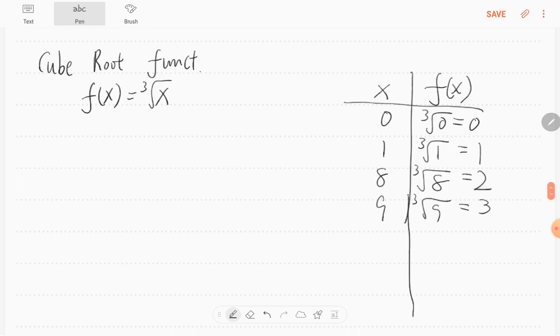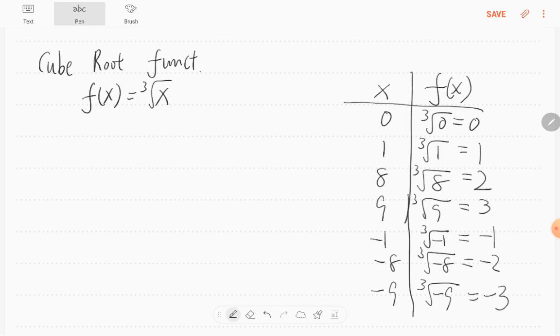So how about the negative numbers? Yes, here we have no requirement for x because it's a cube root. So x could be any real number, so let's take negative 1. The cube root of negative 1 equals negative 1. The cube root of negative 8 is equal to negative 2. The cube root of negative 9 equals negative 3. Okay, so now let's draw the graph.